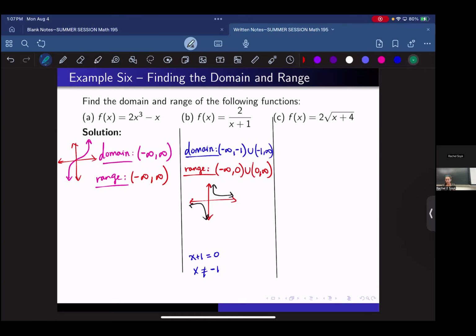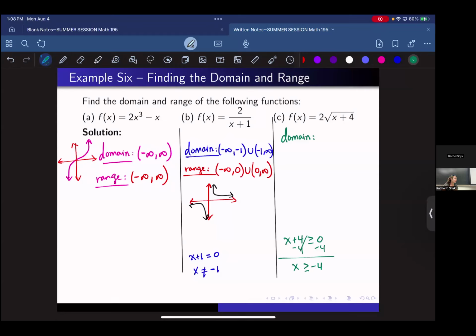And finally, we're on part C, domain. Do we have any restrictions here? We have no fraction, but what do we have? A radical. What can't be underneath the radical? Exactly. So our x plus 4 has to be greater than or equal to 0. It has to be positive or 0. Subtract 4 from both sides. So our domain are all values that are greater than or equal to -4.